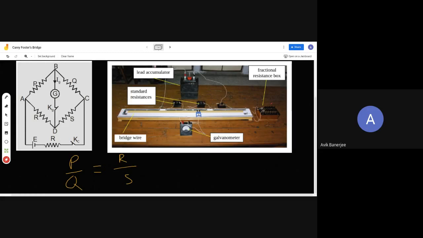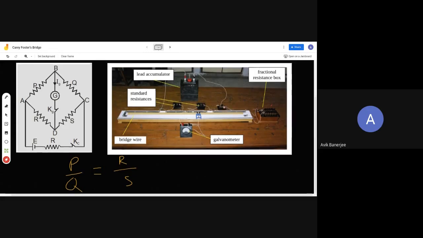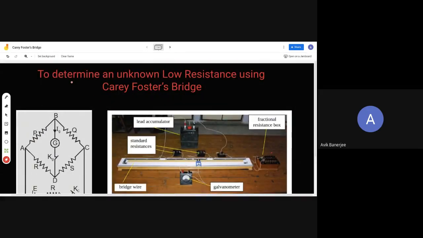আচ্ছা, এখানে একটা lead accumulator লেখা আছে, it can be any power source here. ঠিক আছে, যে কোনো একটা ব্যাটারি হতে পারে, লেকল্যান্ড সেলও ইউজ করা যেতে পারে, whatever we like. And these are standard resistors. We use resistors of very small resistances here. If you look at the experiment, this experiment is used to determine unknown low resistances. Okay.